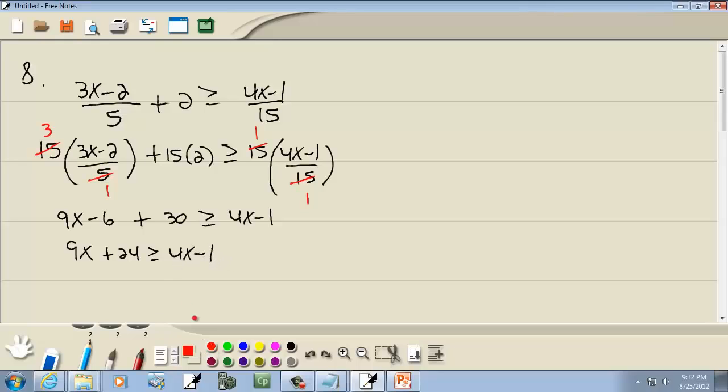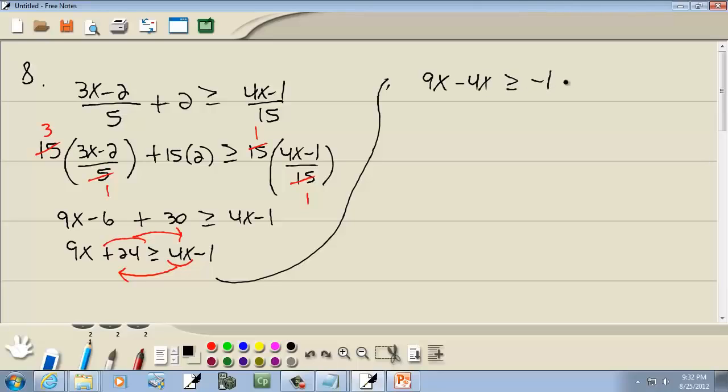Now, third step says get everything with an x on the left side, numbers on the right. So I take the 4x to the left and 24 to the right. So we get 9x minus 4x is greater than or equal to negative 1 minus 24. Combine together like terms at any step. 9x minus 4x is 5x. Combine together numbers. Negative 1, negative 24 is negative 25.